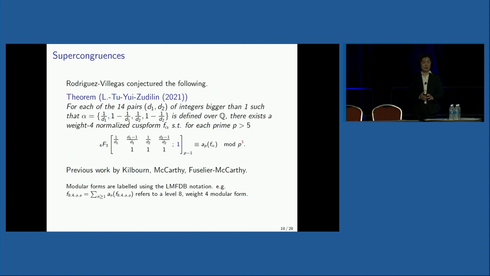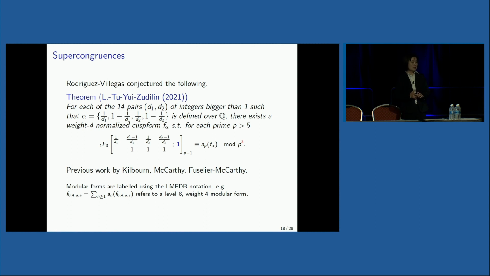In particular, there is a paper that recently appeared on the arXiv by my colleagues Fang-Ting Tu, Noriko Yui, and Wadim Zudilin. We gave a uniform, actually two uniform, proofs of a conjecture made by Fernando Rodriguez Villegas. His conjecture originates in the study of rigid Calabi-Yau threefolds. So the statement is as follows.